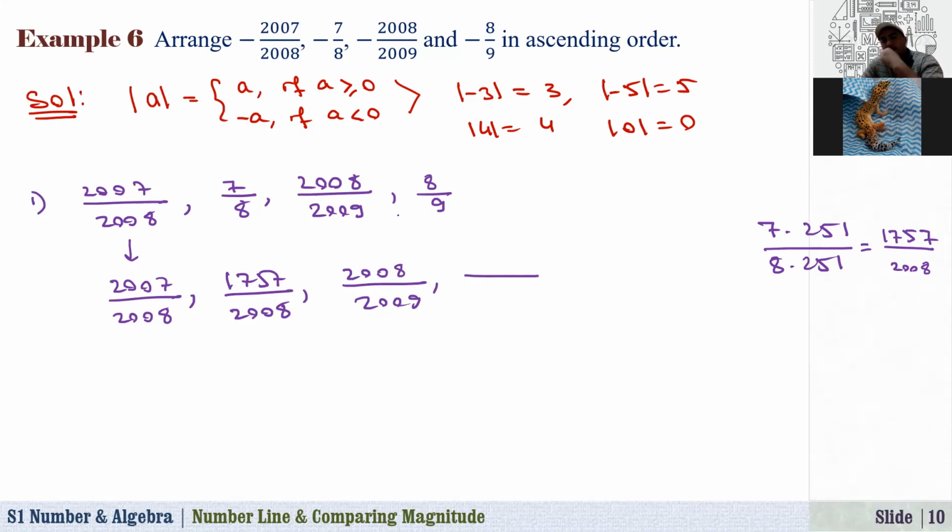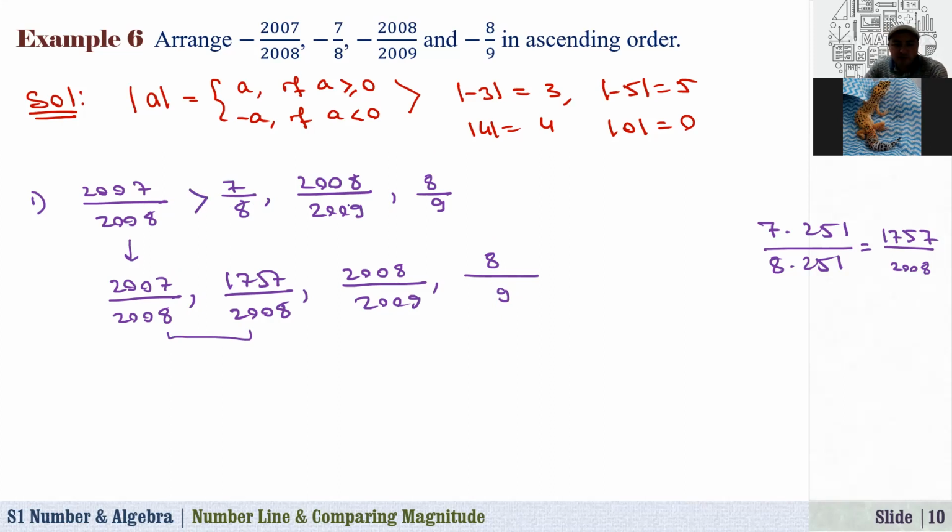It's not divisible by 9, so what can we do here? Okay, I'll just keep it like this. Now 8 over 9, because if I multiply by 2009, it's going to be so big. So I'm just going to do something else. Now if I just compare these two numbers, 2007 is greater than 1078. So I can just put this here. It's greater than this, right?